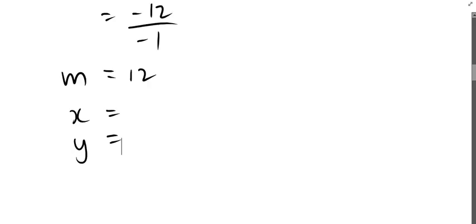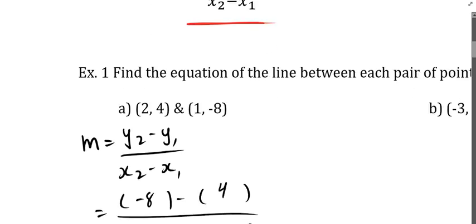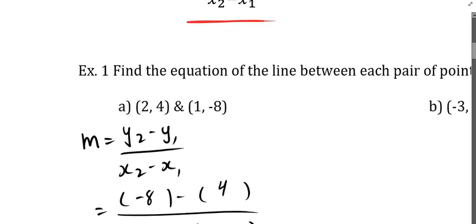So you have to pick a point. You use one or the other. So if I'm using 2, 4, X is 2, Y is 4. Remember, this is from yesterday. Pick one point or the other. We could have chosen the second point, 1 and negative 8. You pick the point.